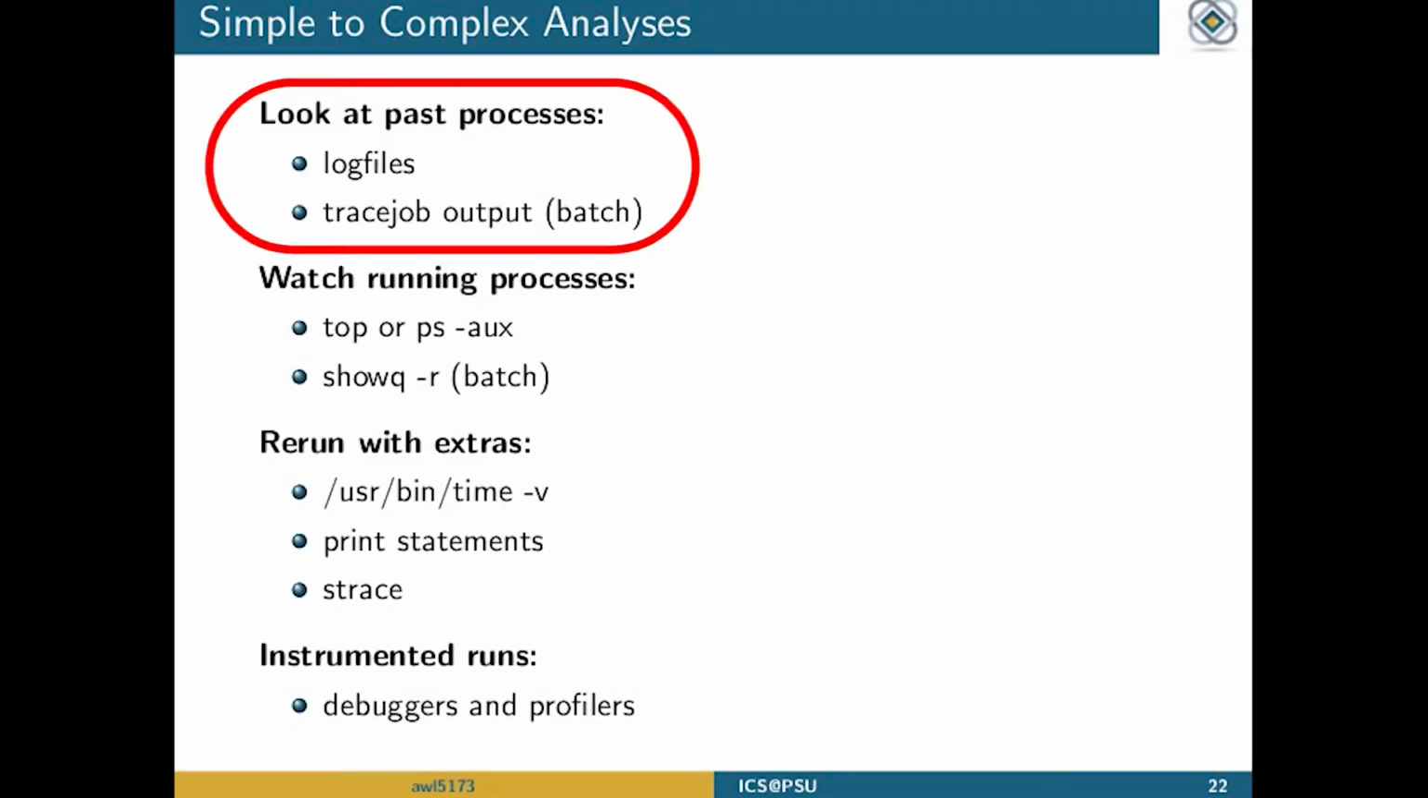So typically, the first thing I do is I look at past processes, things that have already run. Right, so before I do anything new, I like to look at the log files and then maybe at the trace job output if I ran this on a batch system.